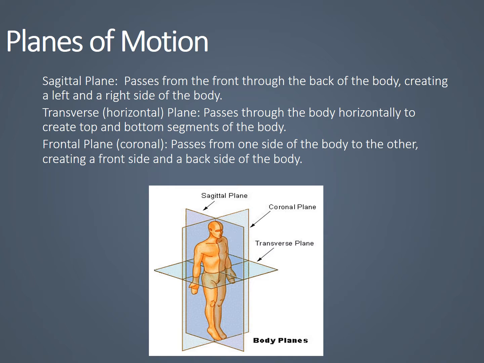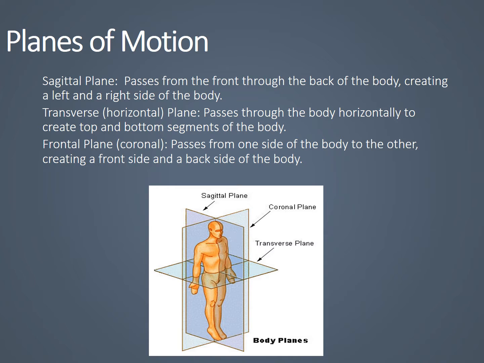Sagittal plane passes from the front through the back of the body. It creates a left and a right side. A good example of this is a sit-up. Transverse or horizontal plane passes through the body horizontally to create top and bottom segments of the body. A good example of this would be a horizontal chop. Frontal or coronal plane passes from one side of the body to the other, creating a front side and a back side. A good example of this would be a shoulder press.